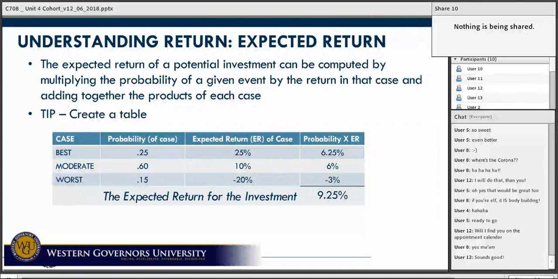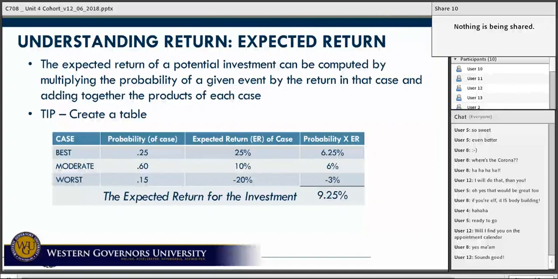Then we have what the return will be in that case. So in the best case, we'll make 25%. Under the moderate case, we're still doing okay. We're doing 10%. And then in the worst case, now we're really having a rough time of it. We're losing 20%. And this is the example that was given in the course material using these numbers, so you can find it in there and reread it.